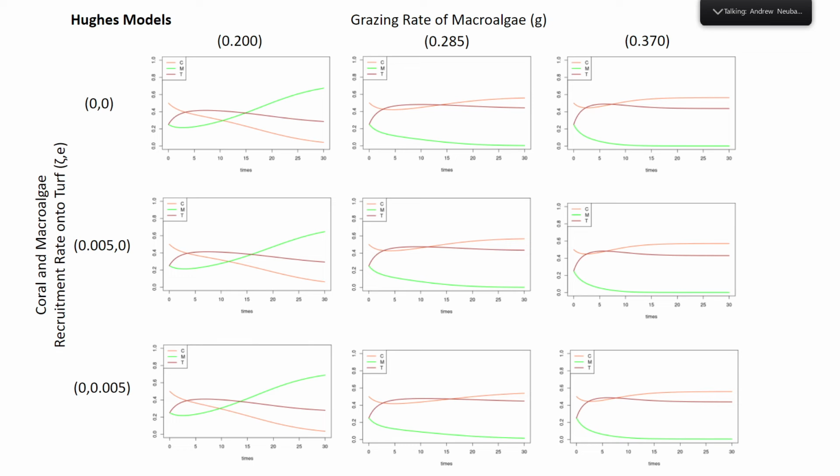And depending on the initial values you choose for the population, the opposite effect is seen. And in the final column, you can see that coral always dominates this system and macroalgae always dies out, no matter where the initial values for the population are.